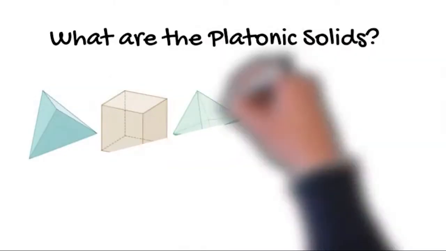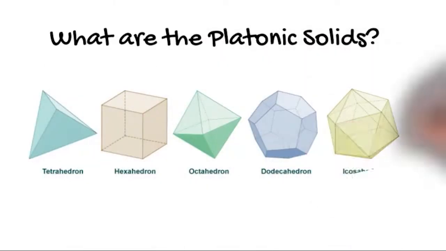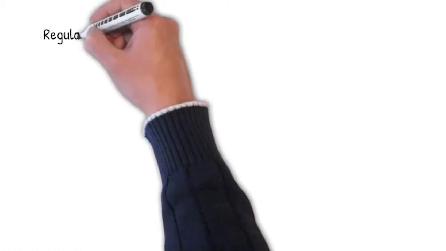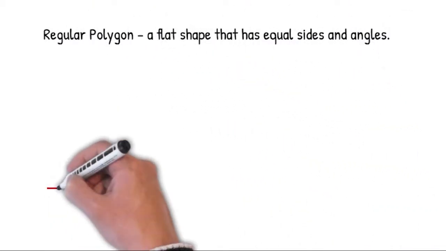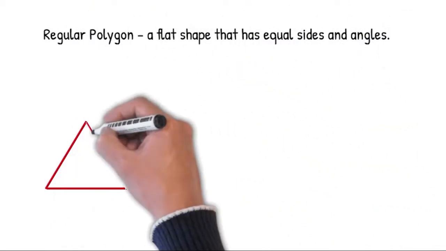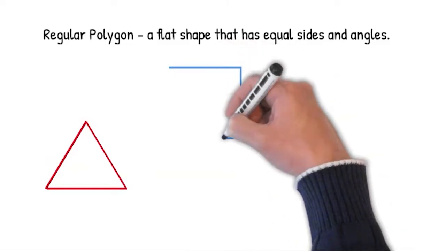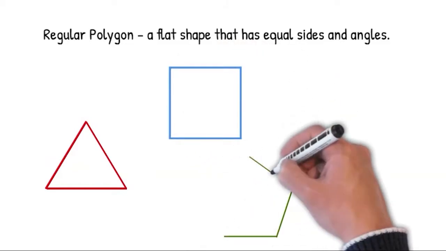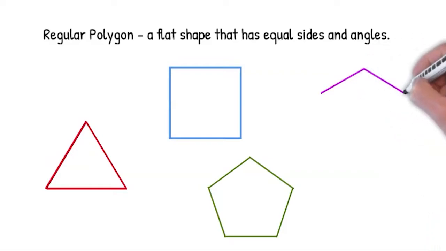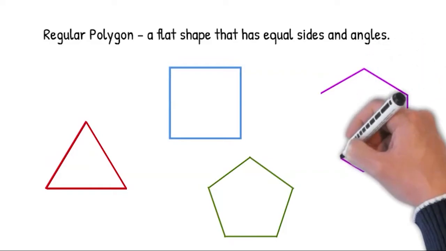The platonic solids are 3D shapes made up of regular polygons. A regular polygon would be like an equilateral triangle or a square, but you can really make any shape into a regular polygon as long as you have equal sides and angles.